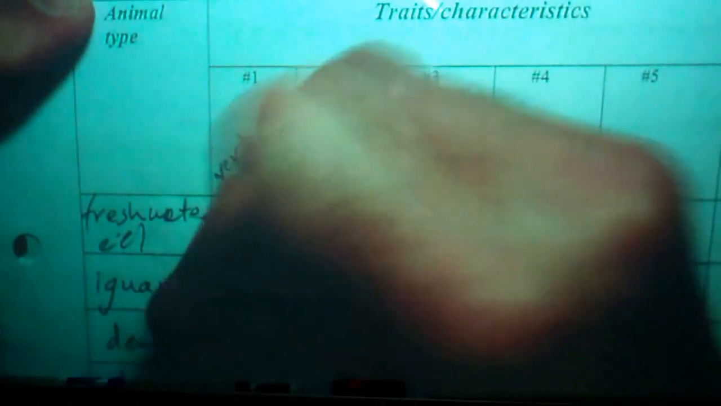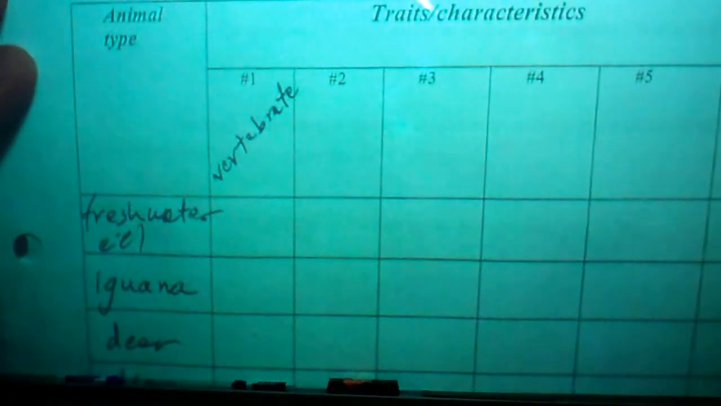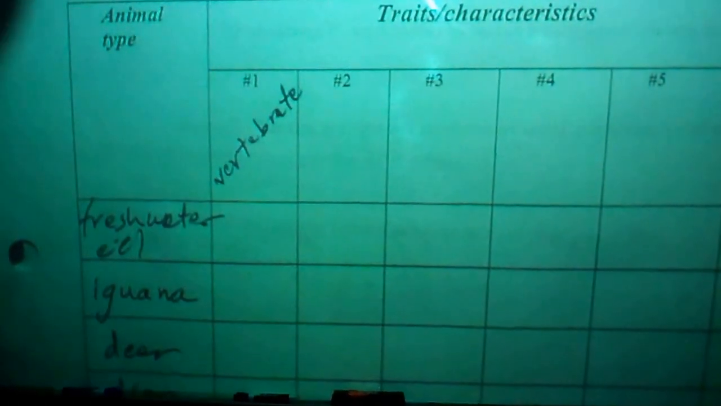So the one thing that we came up with that they all have is that they're all vertebrates. They all have a spinal column. They all have a backbone. So we'll use this in a digital sense, meaning computers read things digitally with either ones or zeros, ones being on, zeros being off. These all have it, so we're going to put down ones all the way down.